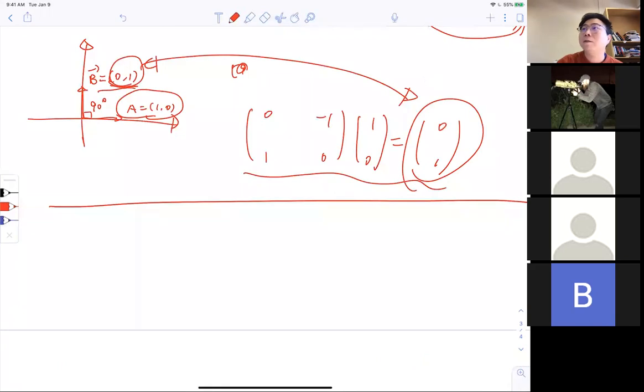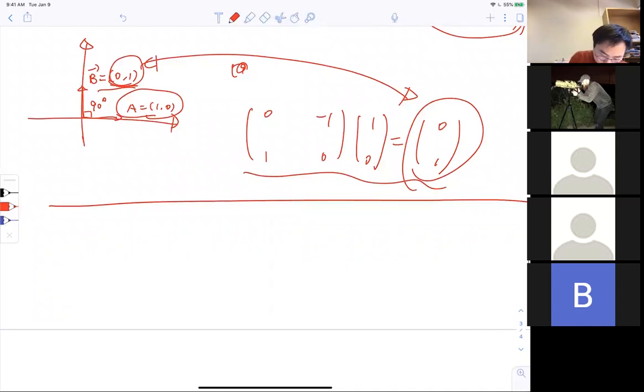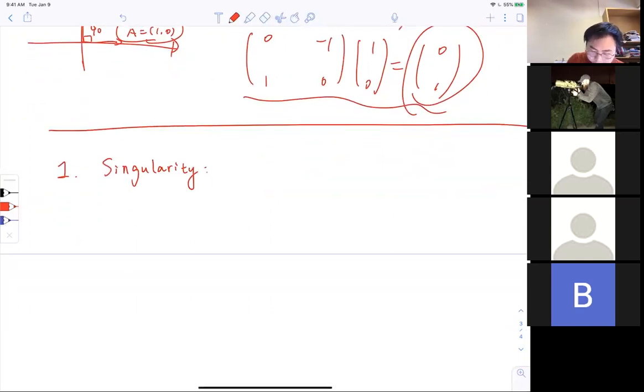Now I'll tell you two important things about the conditions to apply those theorems. The first one, which is the more tricky one, is about the singularity. So let's first talk about Gauss's law, or the divergence theorem.